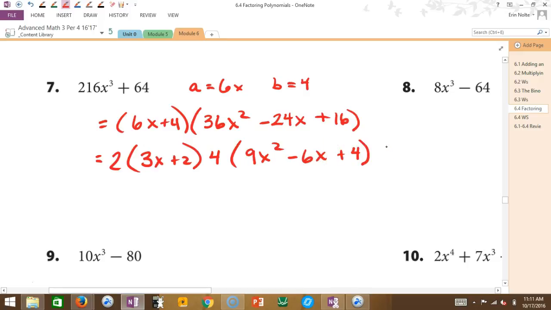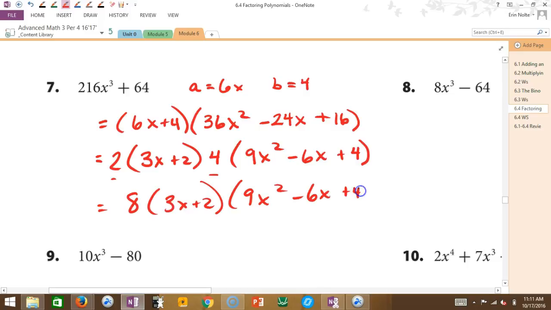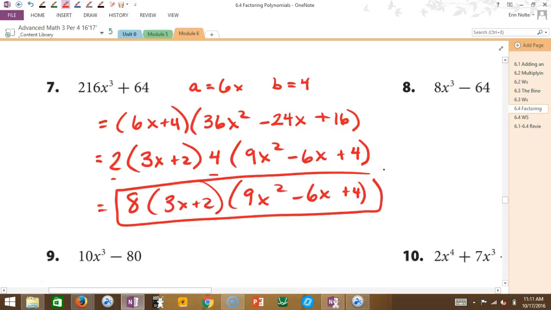How do I write this correctly with these two things that have been pulled out? You just multiply them together simply. So this becomes 8 times the quantity 3x plus 2 times the quantity 9x squared minus 6x plus 4. If you look back at the original one, what was the greatest common factor of the original?